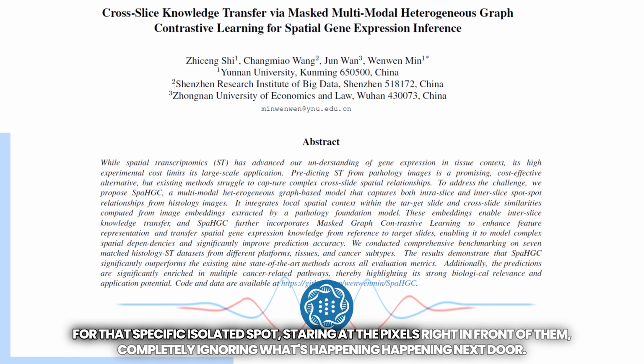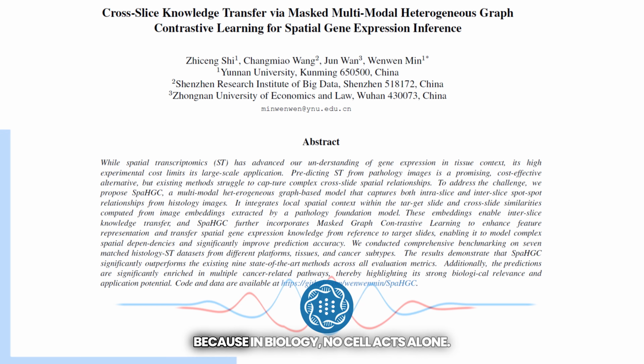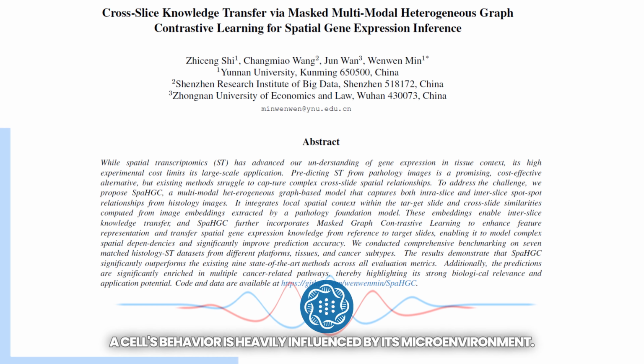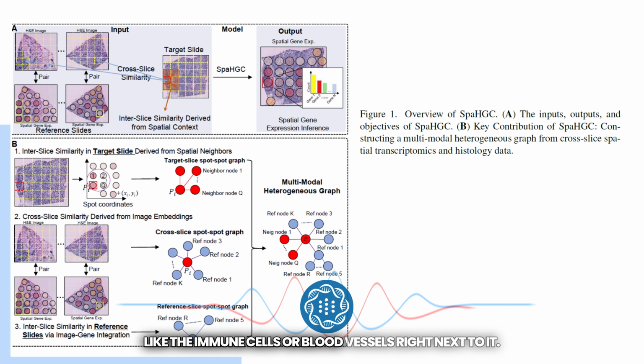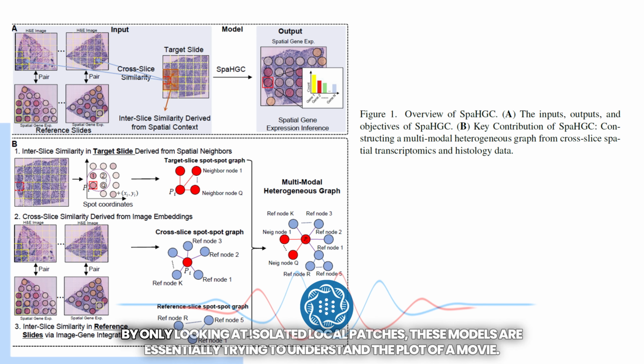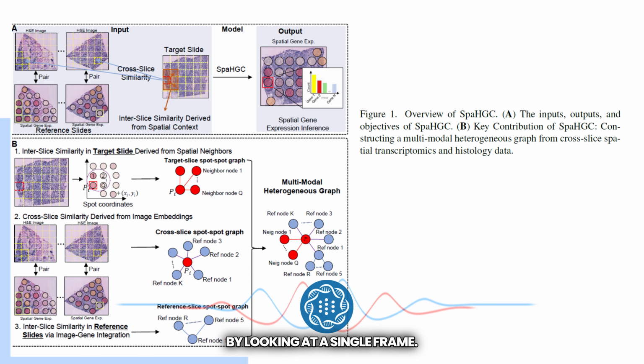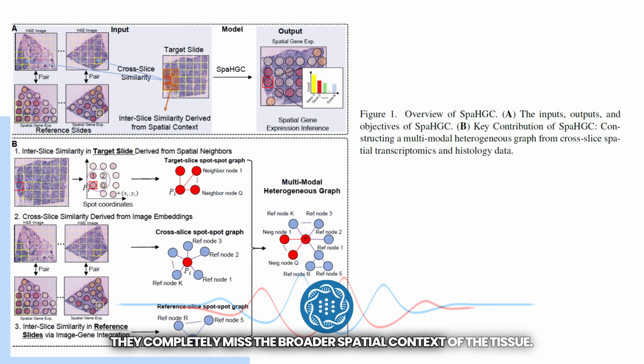Just staring at the pixels right in front of them, completely ignoring what's happening next door. And that is their downfall. Because in biology, no cell acts alone. A cell's behavior is heavily influenced by its microenvironment. Like the immune cells or blood vessels right next to it. Exactly. By only looking at isolated local patches, these models are essentially trying to understand the plot of a movie by looking at a single frame. They completely miss the broader spatial context of the tissue.